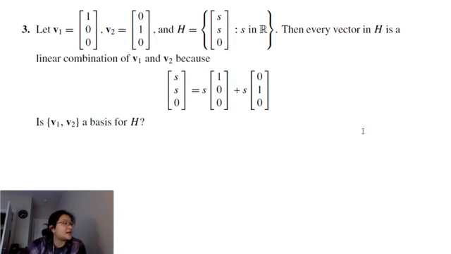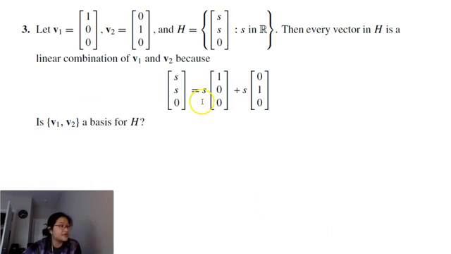Okay. Last thing. So we have v1 and v2 as the first two columns of our 3 by 3 identity matrix. And H is going to be the set of all (s, s, 0), where s is a real number. So that's going to be a line. Then every vector in H is a linear combination of v1 and v2, because we can write this as a linear combination. Now, is {v1, v2} a basis for H?